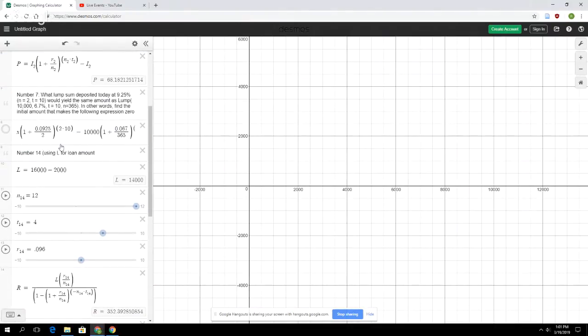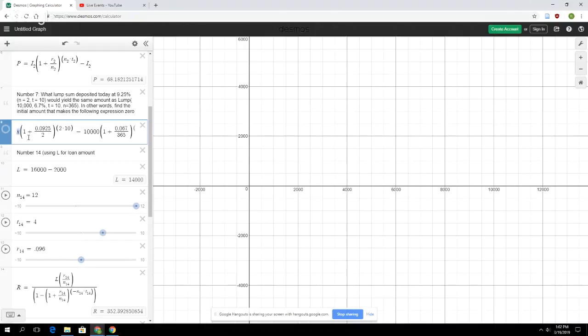Alrighty, so number 7 was a comparison problem. Number 7 says, if I deposit a lump sum at 9.25% and it's compounded semi-annually for 10 years, how much would I have to deposit for that to be the same amount as a lump sum at 10,000 deposited at 6.7% interest compounded daily, still after 10 years? So you see what I've done here is I've written X. Now you've got to do X if you want this to work, unfortunately. It's got to be X's and Y's. It can't be any other variable name.